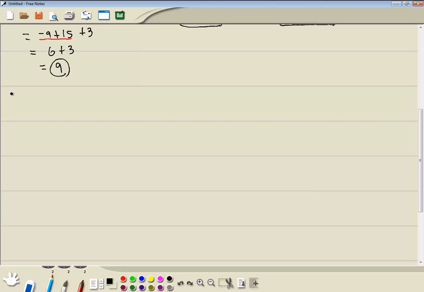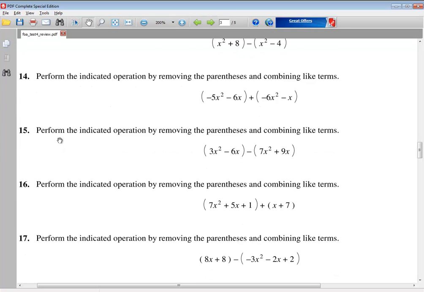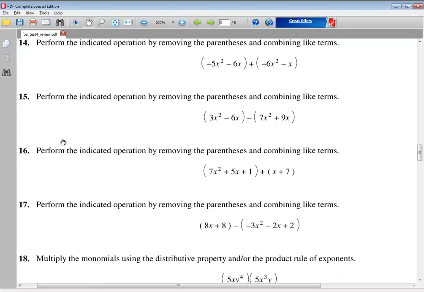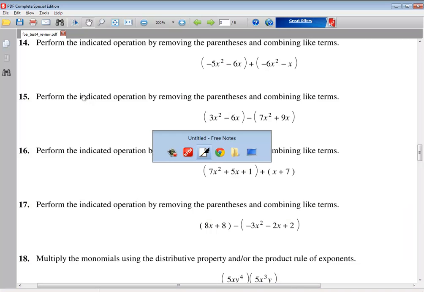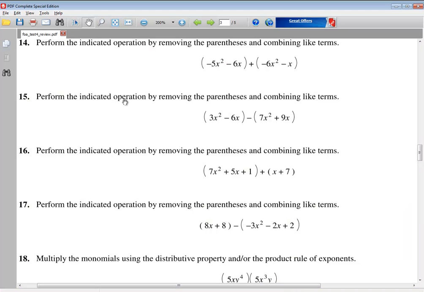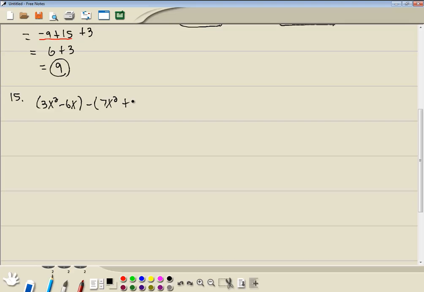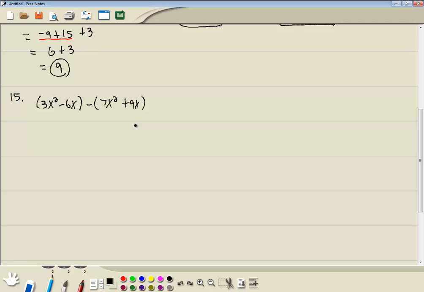Okay, number 15. Got 3x squared minus 6x and then minus 7x squared plus 9x. And, okay, so we're going to subtract these. Again, get rid of the parentheses. First set of parentheses isn't doing anything.